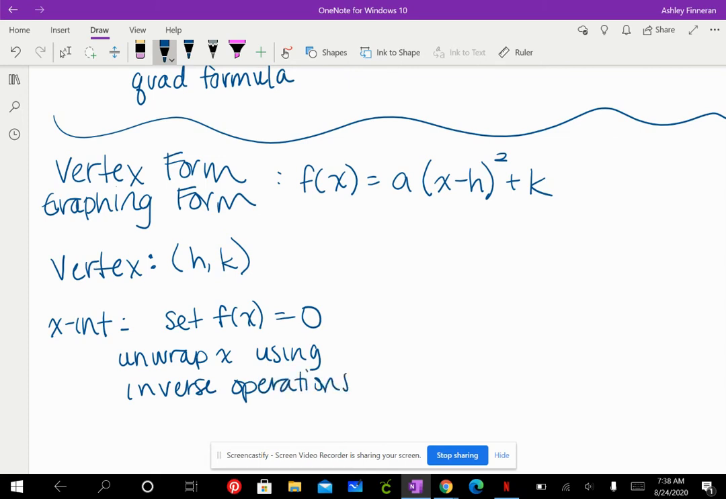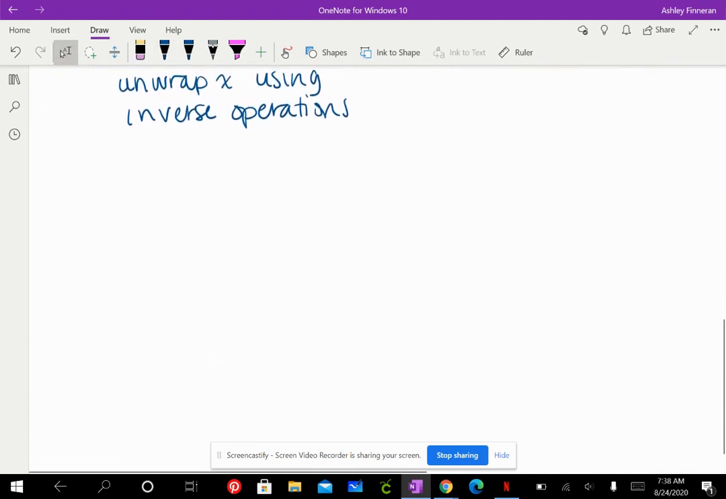You don't need to expand that binomial. You don't need to do x minus h times x minus h in FOIL. You can just unwrap x in order to find your x-intercepts. And then to find your y-intercept, you set x equal to 0 and solve. It's not quite as easy as it is in standard form, but you can still pretty easily find it.